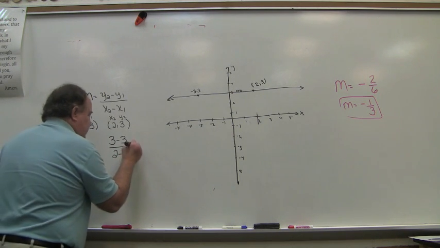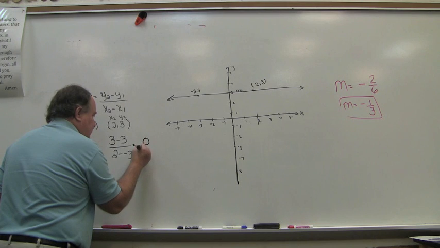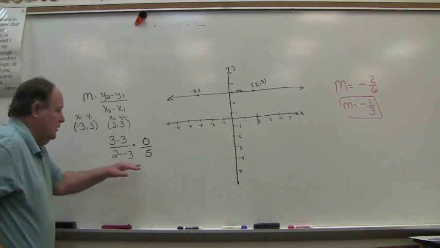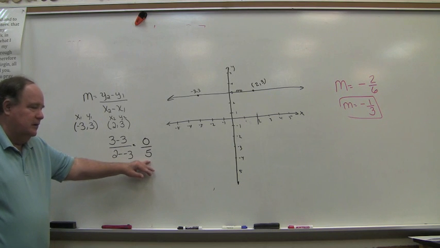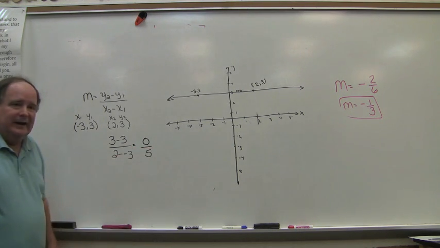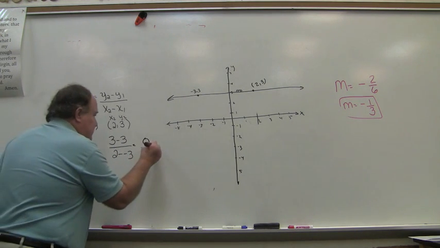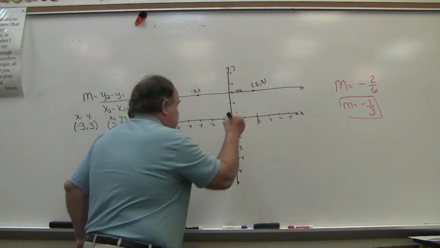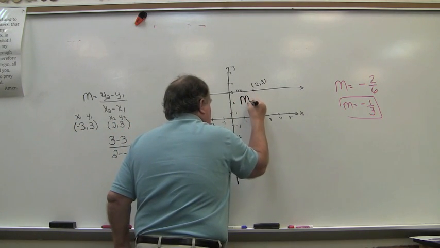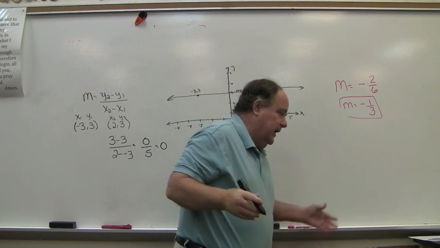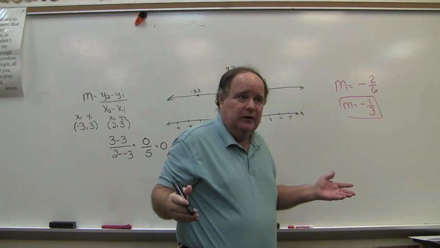And our answer over here is going to be 0 over 5. In this case, if we have a number as the denominator and a 0 on top, our answer is going to turn out to be 0. So in this case, my slope will equal 0. And those are the 2 cases of slope.